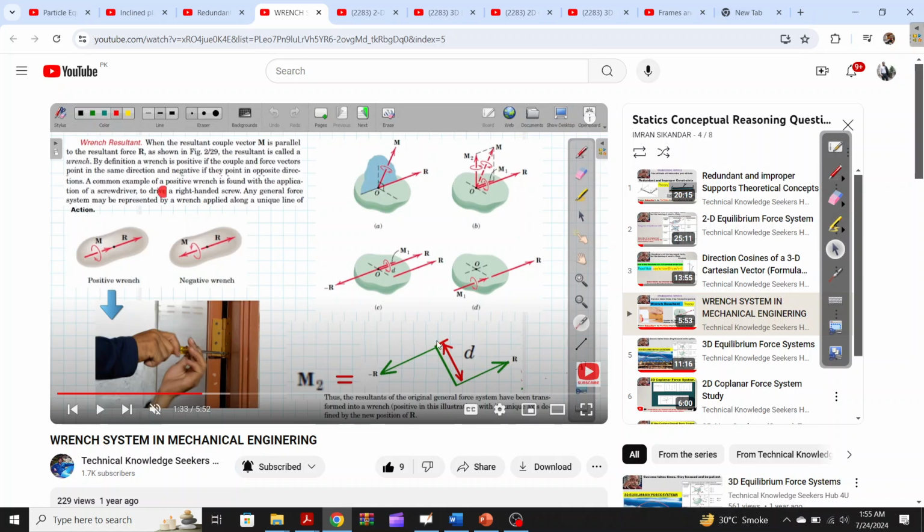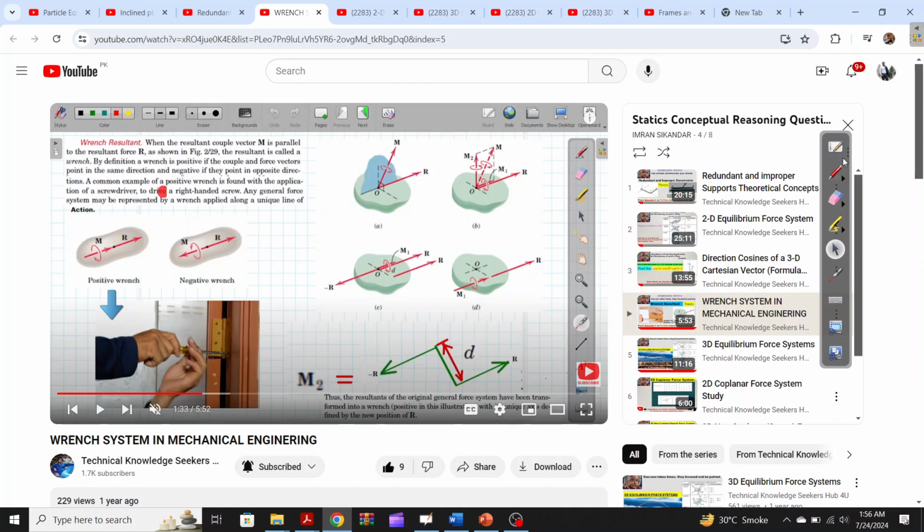Okay, so the full explanation and its figure is this. These are the four figures of it, and this is the positive wrench and negative wrench if you want to draw the figures. Okay, so I hope this makes clear the main purpose of answering this 2 marks question. Be brief and to the point.